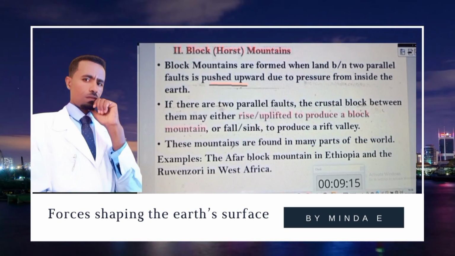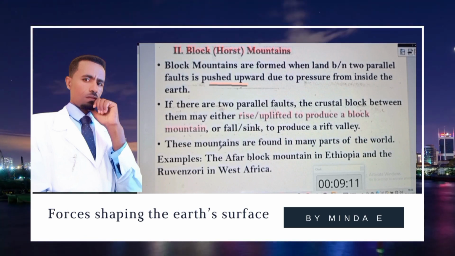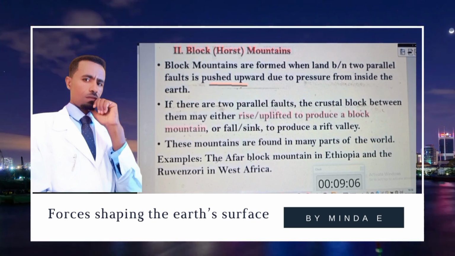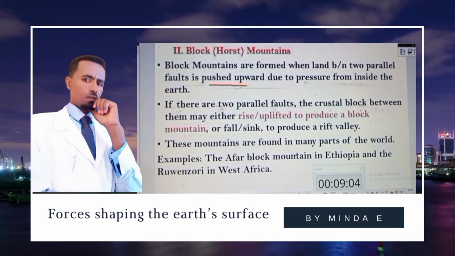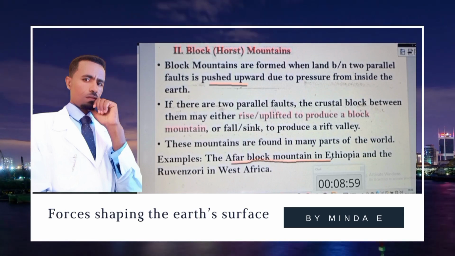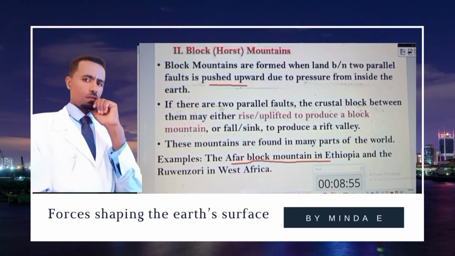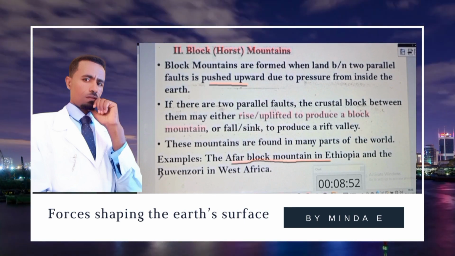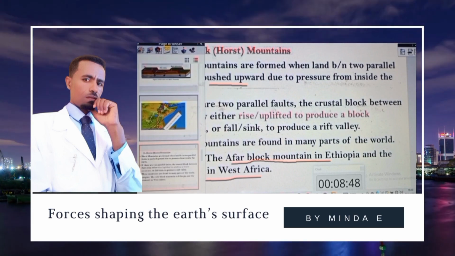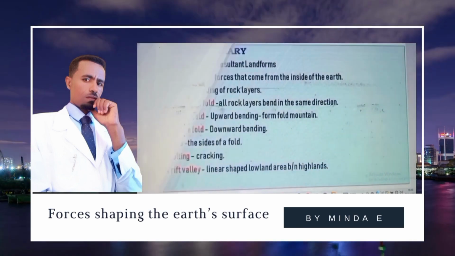These mountains are found in many parts of the world. For example, the Afar Block Mountain in Ethiopia is a typical example of a block mountain. Another example, Rwenzori, which is found in West Africa, is an example of a block mountain or horst mountain.